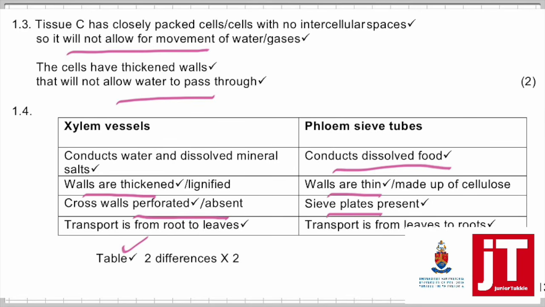And the last one, the xylem vessels transport water from the root to the leaf, whereas phloem sieve tubes transport organic food from the leaves to the root. Right, so they wanted 2 differences that are linked, and the table.